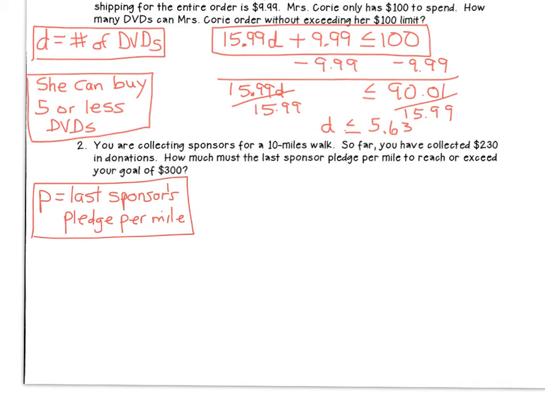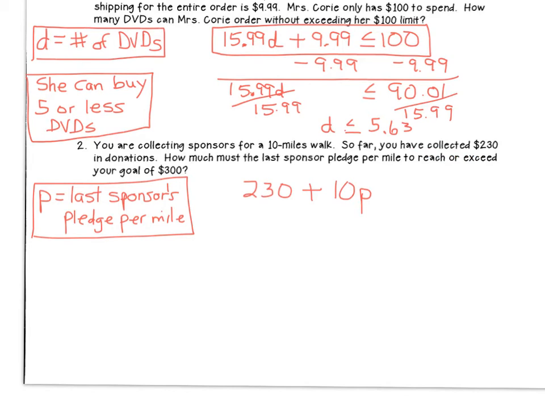Translate what happened. So it says here, you're trying to get some money. So far, you collected $230. So that sounds like the beginning. That's what you have right now, $230. Now apparently someone's going to pledge a little bit more, so you add. And the last sponsor is going to pledge per mile. Now it was a 10-mile walk. So whatever they pledge, like if they pledge 50 cents per mile, you're going to go 50 cents times 10. If they pledge $1 per mile, you'll go $1 times 10. If they pledge $5 per mile, it's 5 times 10. So I don't know what they're pledging per mile, but I know it's going to be multiplied by 10 because I'm walking 10 miles. So the pledge per mile times 10.